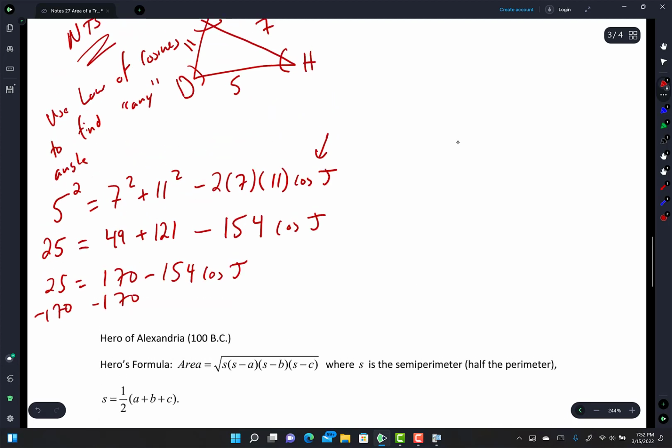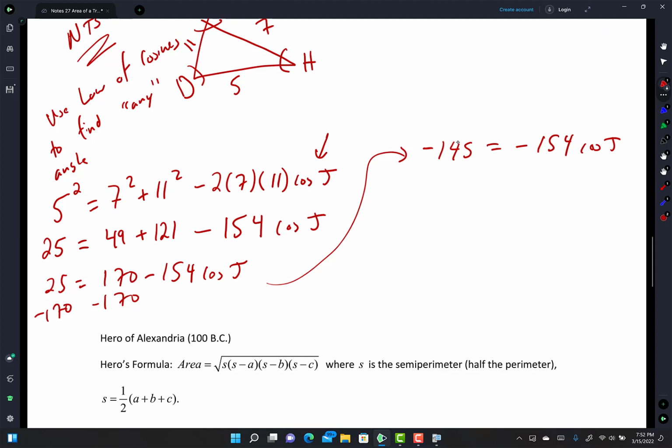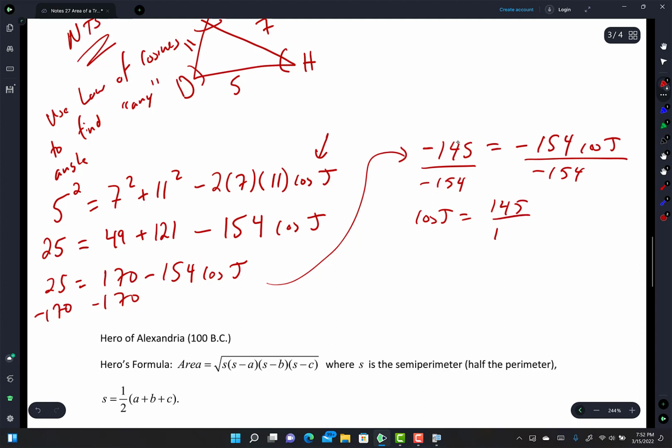So let's go ahead and continue writing. I'll write it right here. So the difference between 170 and 25 is 145. Now, this 170 is larger, so it has to be negative. Equals a negative 154 cosine j. And then to get cosine j by itself, we're going to divide by negative 154. So now we have cosine j equals, negative divided by negative is a positive, 145 over 154.